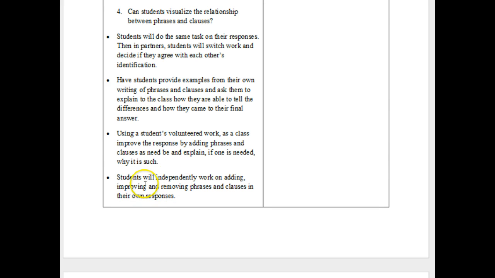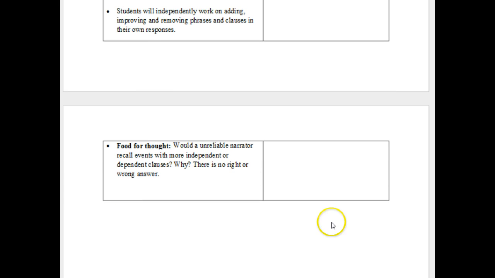If you want them to independently work on adding, improving, and removing phrases and clauses, you have to talk to them about the why piece, okay? So those are the things that I'm seeing in your lesson plan. This is a really interesting question you had here in the end. I wondered if it was like a setup for your next lesson plan. Okay? Nicely done. Thank you.